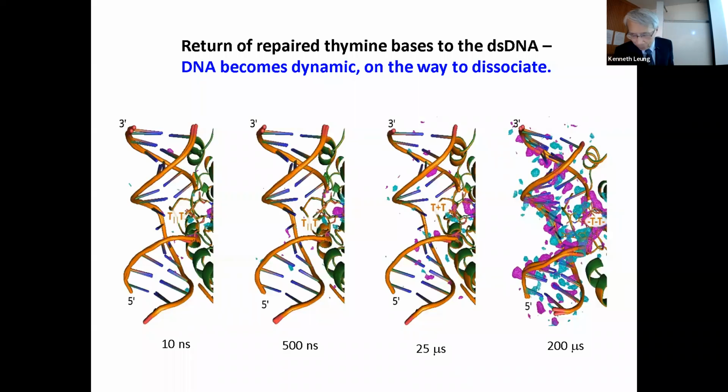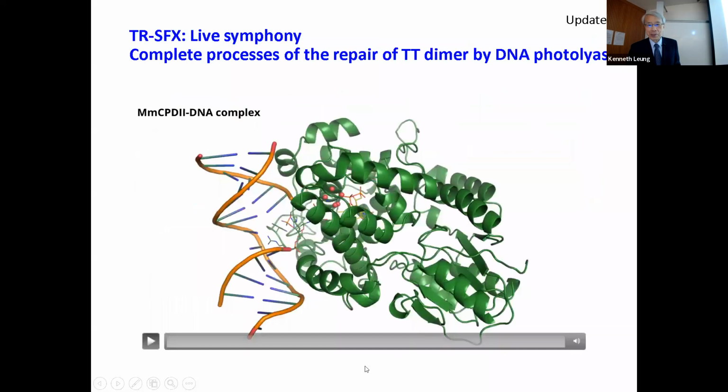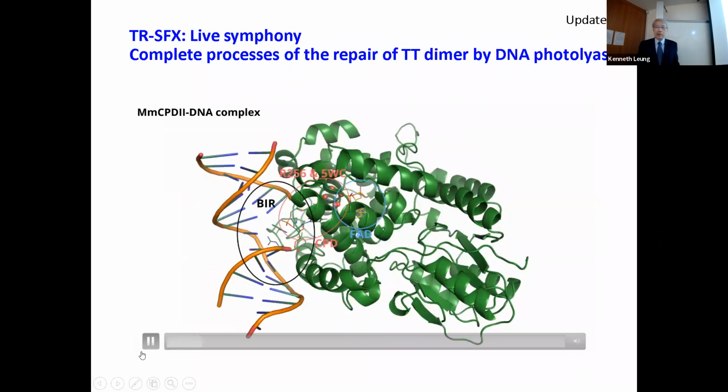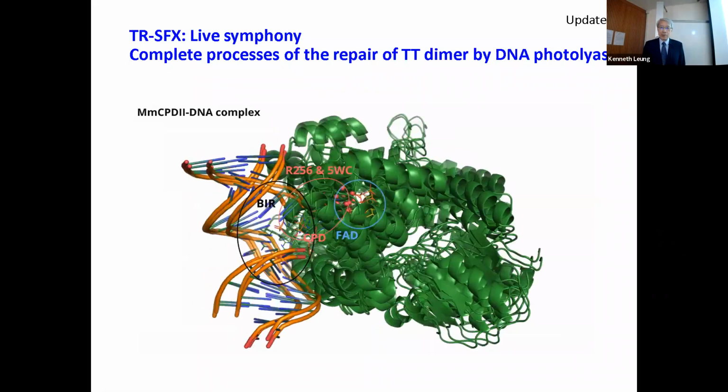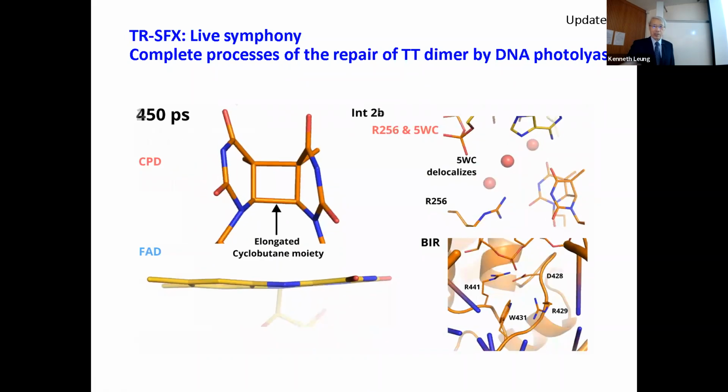Okay. So this is the complete process. That is the CPT repair. This occurs at the first nanosecond. I mean, this is a log scale time. This one is 100. So, and then the active site recovers. Then TT returns double-strand DNA, and after that there will be residues of product, and this will give you a picture of the process. Okay, so different regions of the protein is shown, and the time is shown.